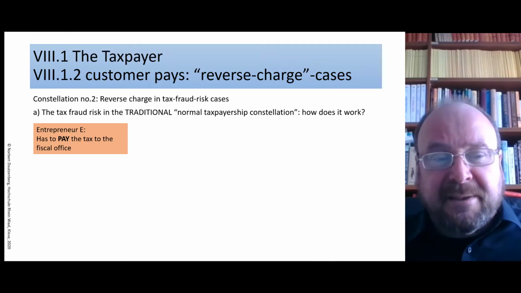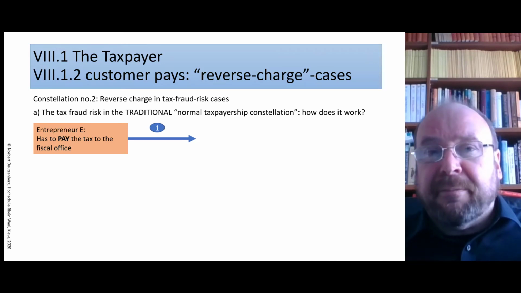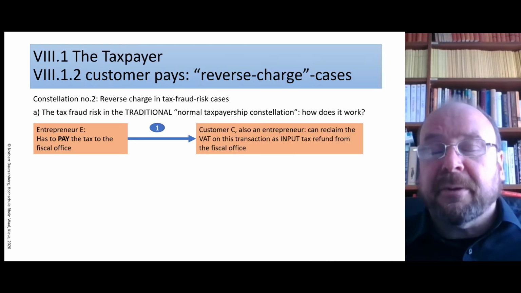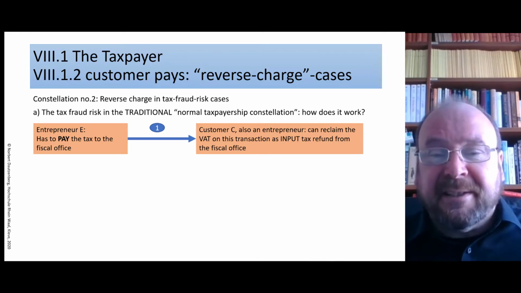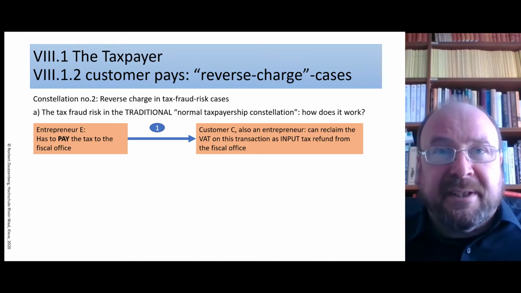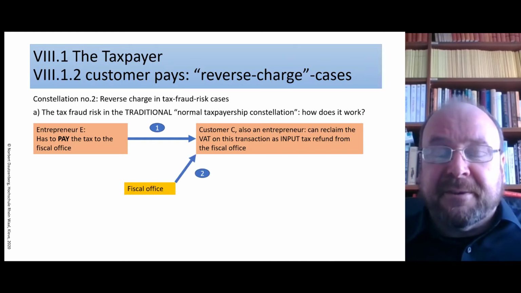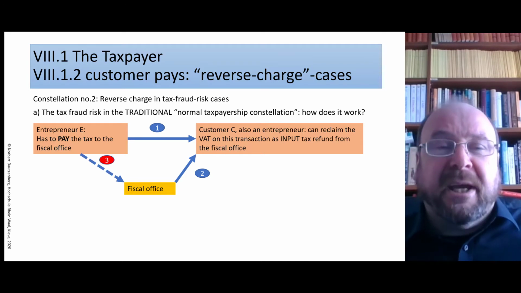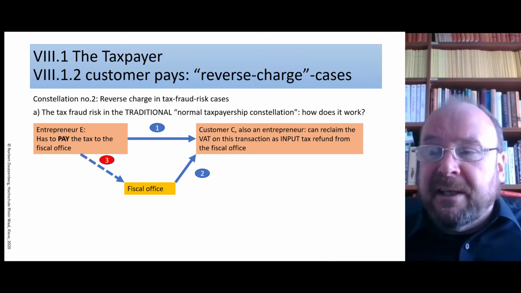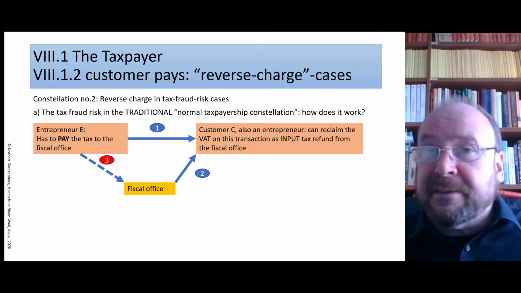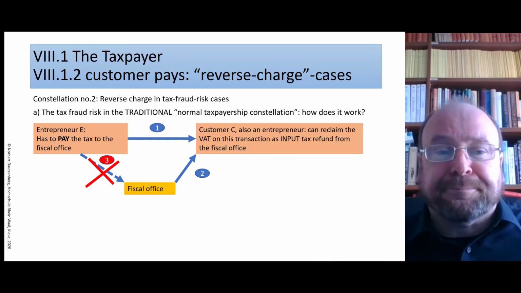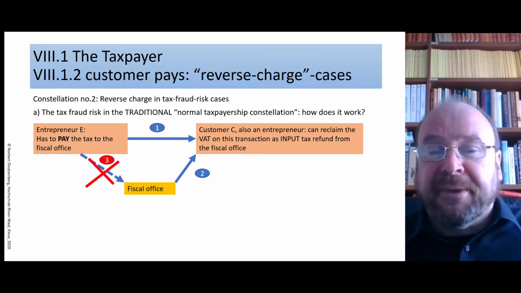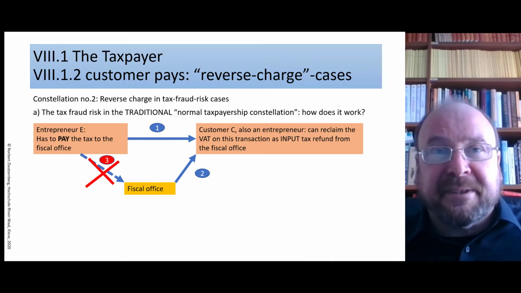Imagine entrepreneur E has to pay the tax to the fiscal office. Now that entrepreneur renders a service also to customer C, who's also an entrepreneur. So customer C gets an invoice plus VAT and can reclaim the VAT as input tax refund from the fiscal office. C does so, so the fiscal office pays out the amount to C. Now the fiscal office waits for the payment to come from entrepreneur E, and now, surprise, it waits and waits and waits, and that payment never comes. So in that case, the fiscal office lost money, paid out to customer C.